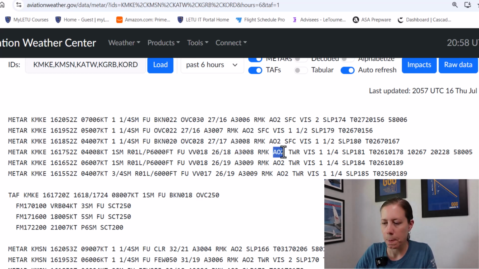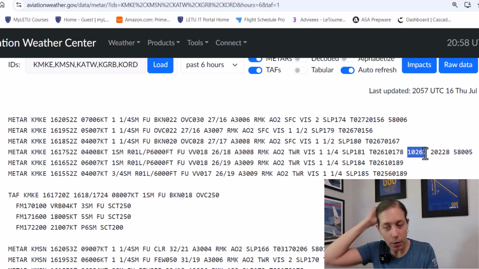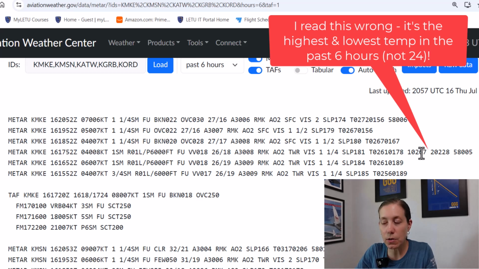And then we have some remarks. The observing station can detect precipitation and the type. The tower visibility was reported as 1¼ statute mile. The sea level pressure was 1018.1 millibars. The current temperature at that METAR observation was 26.1 Celsius and dew point 17.8 degrees Celsius. And the highest temperature in the last 24-hour period was 26.7 degrees. The lowest temperature in the previous 24-hour period was 22.8 degrees.